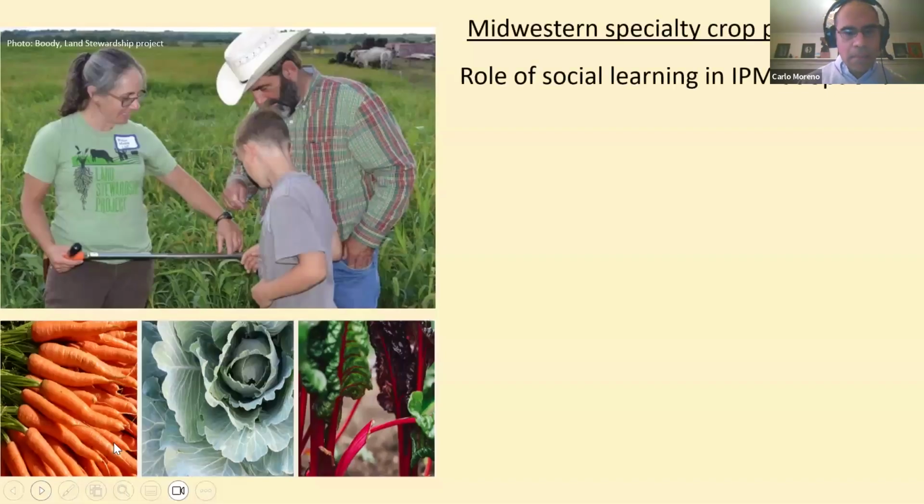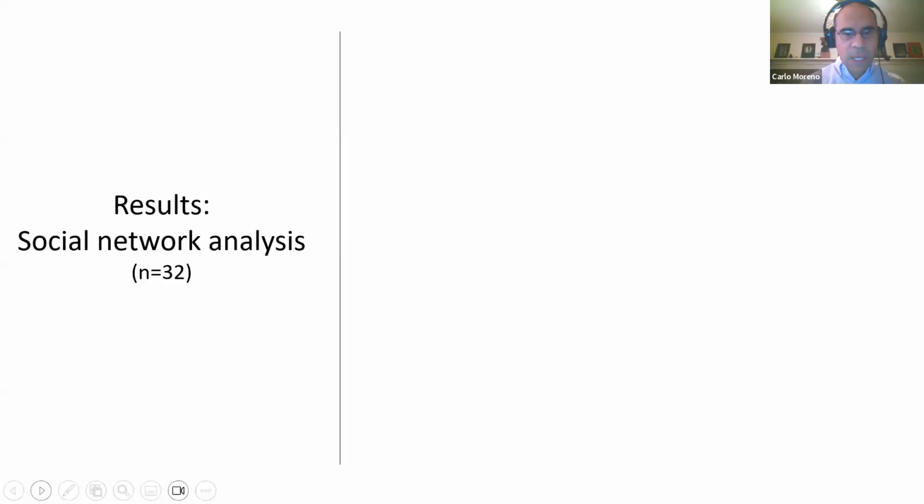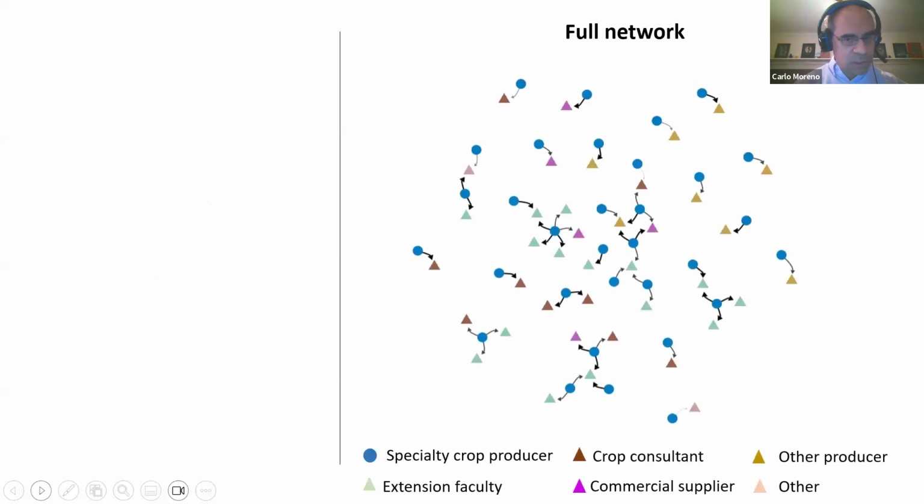Okay. I'm going to go back to the questions that I showed you, and I want to show you the results of those. Again, one of our key questions is, who are the key informants of IPM knowledge in these producer networks? So what I'm going to do here is show you the full network. This is a network of 32 producers. And this is what it looked like.